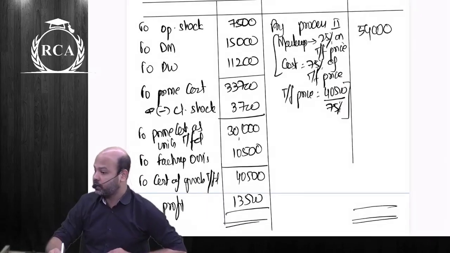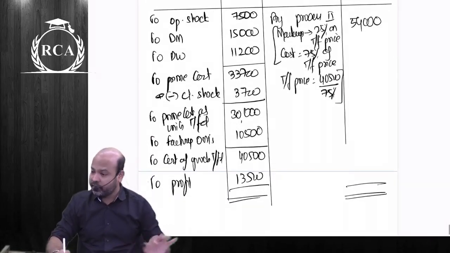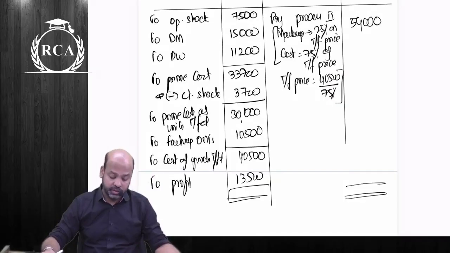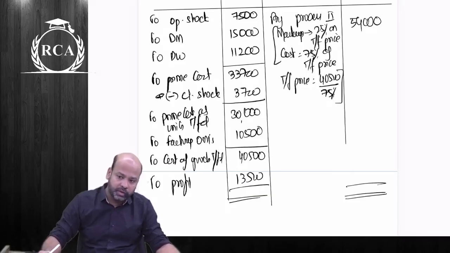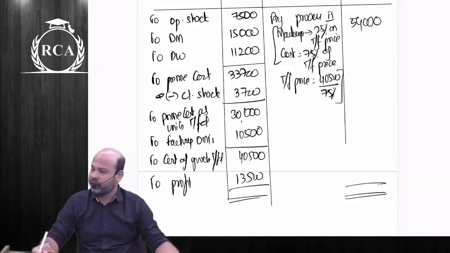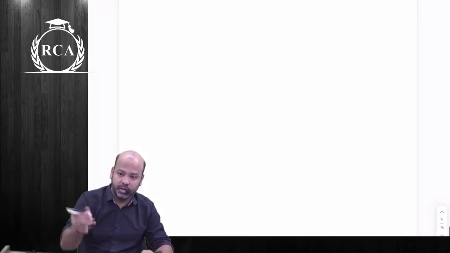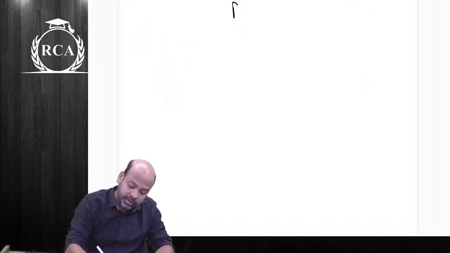Any doubt in this? I've written all the prime costs first, then added the amount of factory overheads, and then on whatever is the net cost of goods, we are adding a markup and transferring the inventories to the next process. Did you understand this? Next, process 2. Daksh, help me with the calculations.